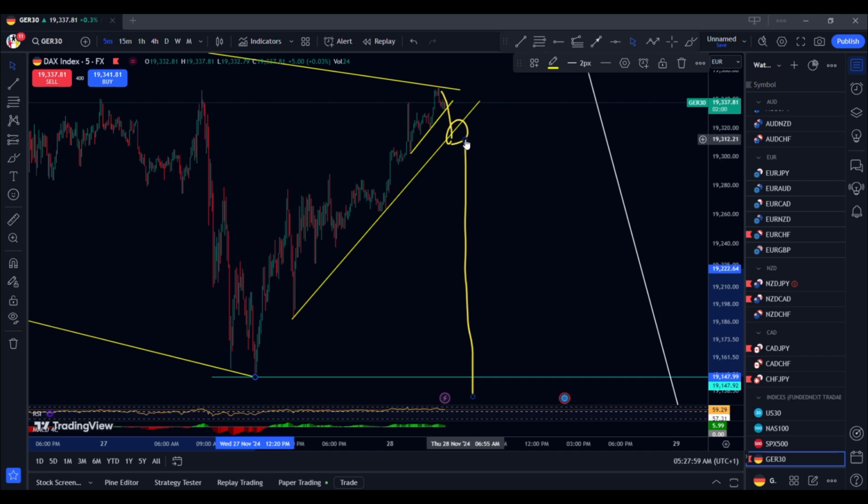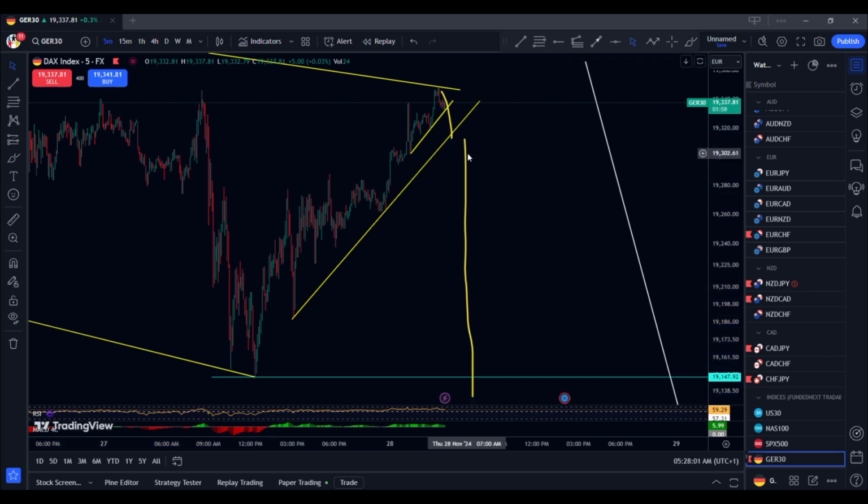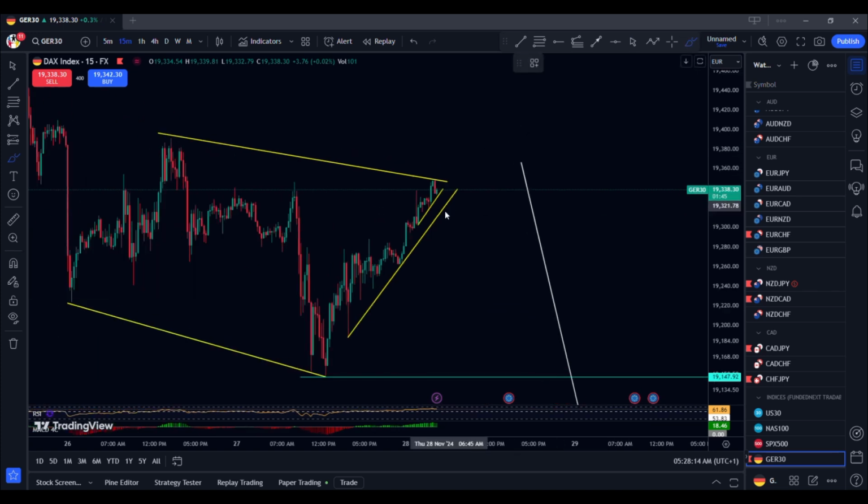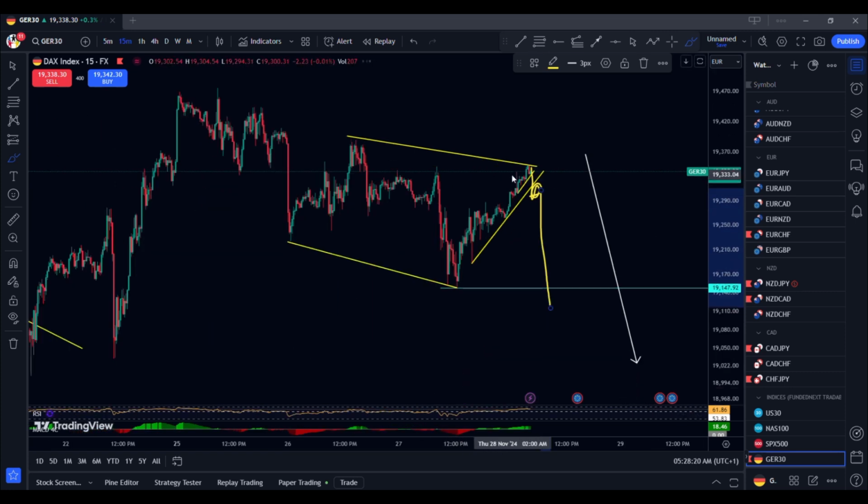So therefore, in order not to confuse myself or be more aggressive than I should be, I am going to go back to the 15 minutes and wait for the 15 minutes move. So here I am waiting for a break of this. I'm waiting for a correction, and that becomes my trade.